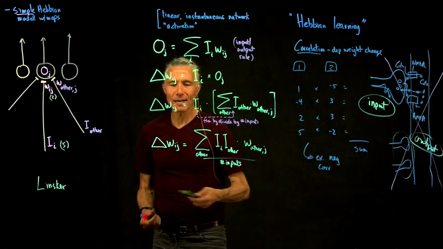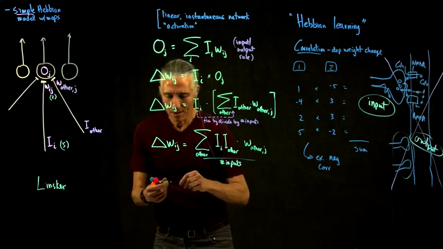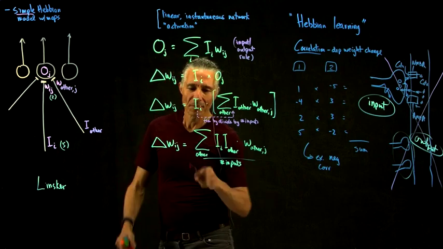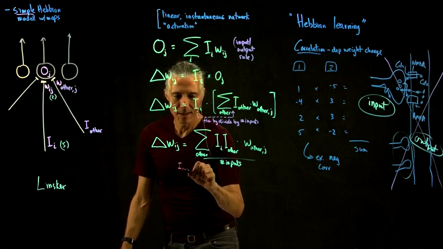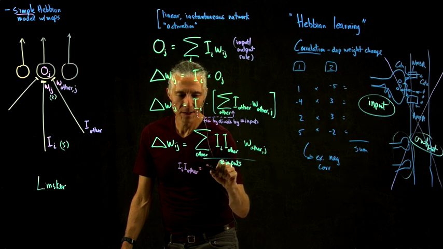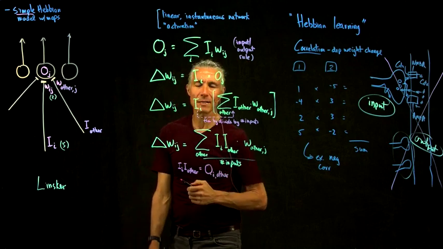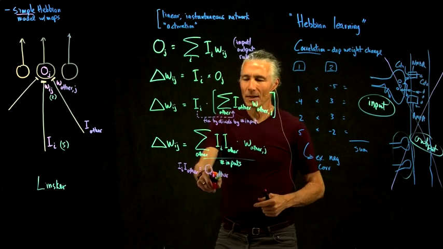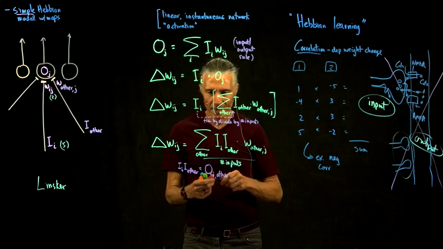I'll just write down the final equation that he was actually using. If we call input i times input other Q_i,other, that's what he uses in the paper. So, for correlation, it's just the correlation between a pair of inputs, that's basically what that is.